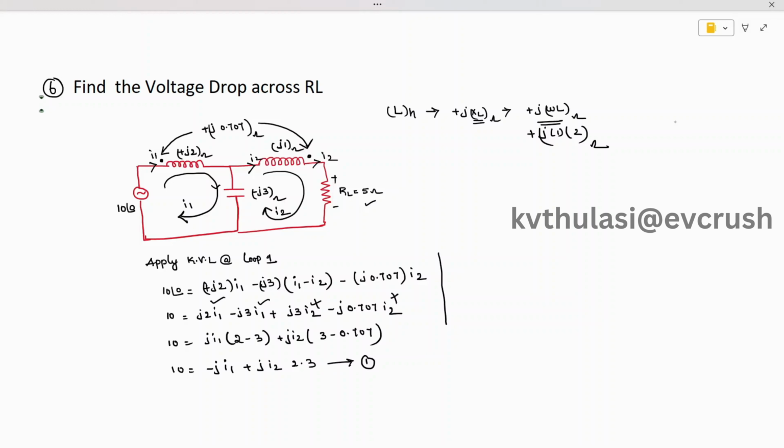So now the next step is applying KVL in the second loop. Apply Kirchhoff's voltage law in loop 2, in the second loop.